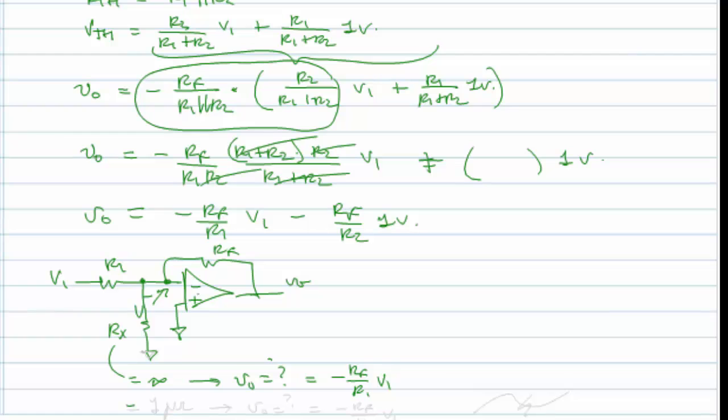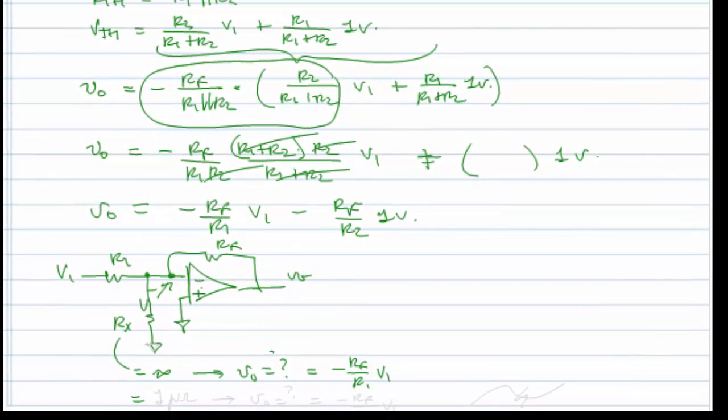And then I said, oh, what if Rx is equal to 1 microohm? Then what's VO equal to? And this is kind of strange, but if you truly have an ideal op-amp with infinite gain, because V minus is equal to V plus and is 0, with no voltage across that resistor Rx, there will be no current flowing through it. And so adding any value of Rx to ground from that node will not affect KCL at that node at all. And so it would still remain minus RF over R1 times V1.